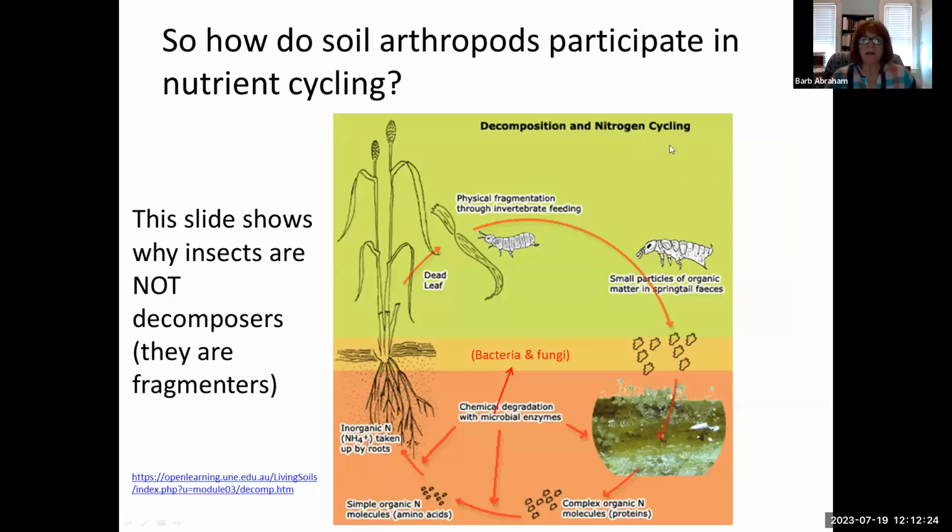Okay, so let's bring in the soil arthropods to this nutrient cycling. I was very happy to find this diagram because it explains basically, if you look at it in detail, why insects are not decomposers. Now, a lot of people, anything that breaks down dead material, they call it a decomposer.